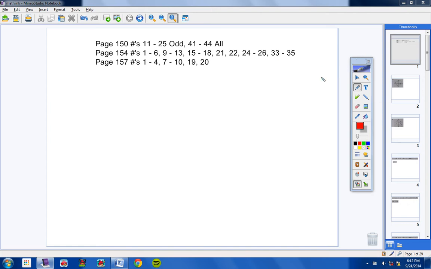Page 150, these numbers here. Page 154, these numbers here. And page 157, these numbers here. Let's go ahead and get started.